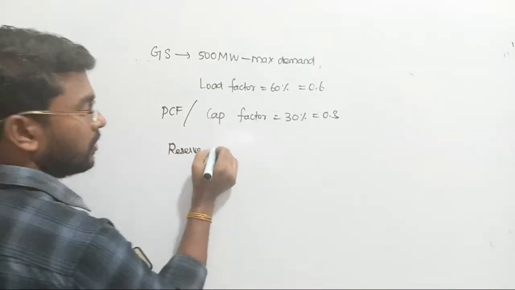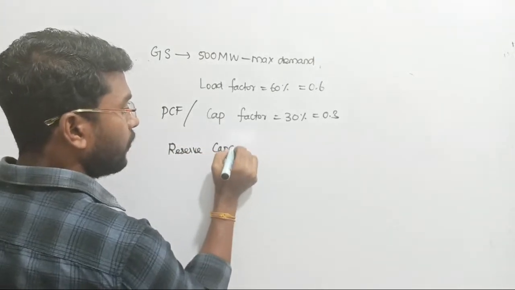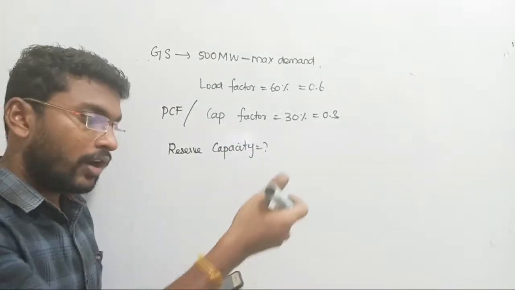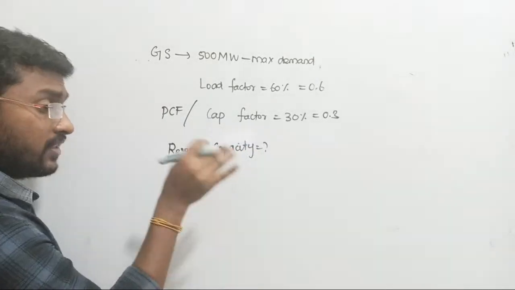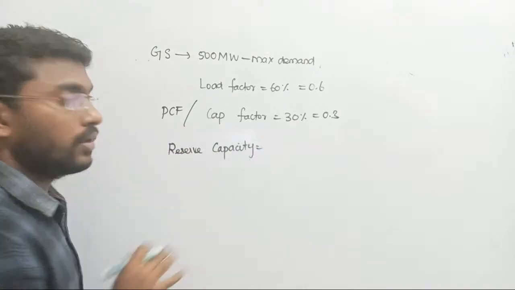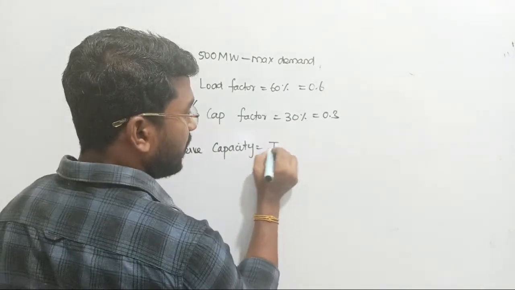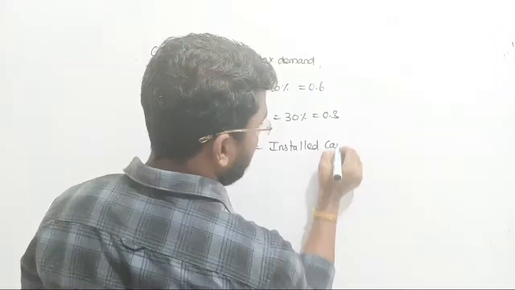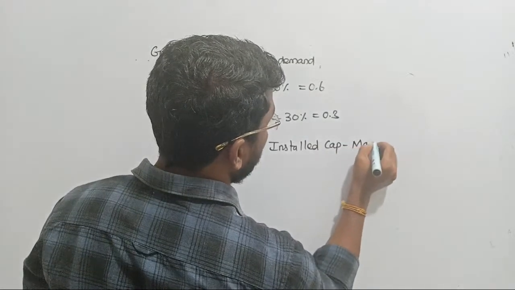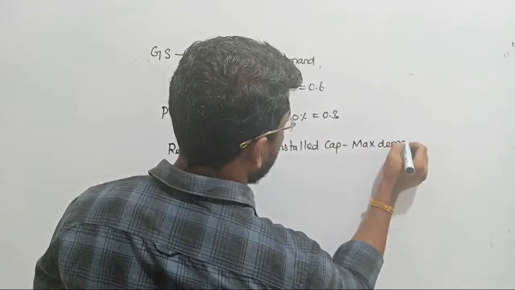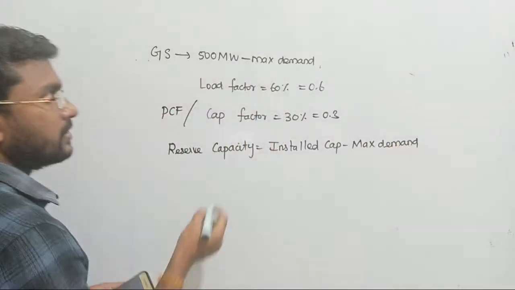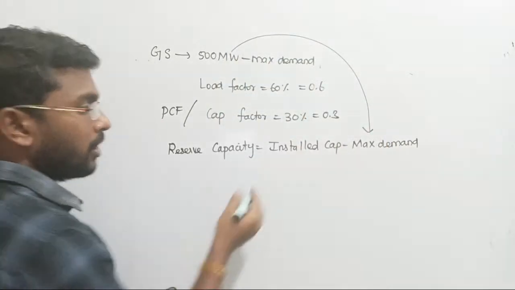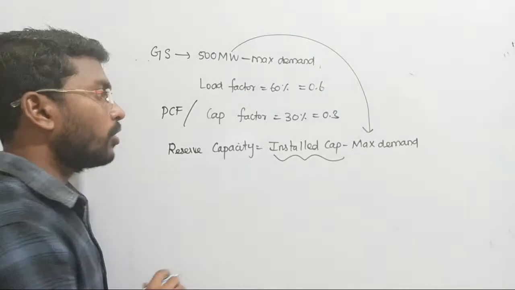Can you please do it? Let me wait for a while, please test your brain, because these are logical questions. The formula is in our hand. First, write down the formula for reserve capacity. Reserve capacity equals installed capacity minus maximum demand. Maximum demand is already given, so we can directly substitute 500 megawatt. But do you know the installed capacity? I don't know the installed capacity.